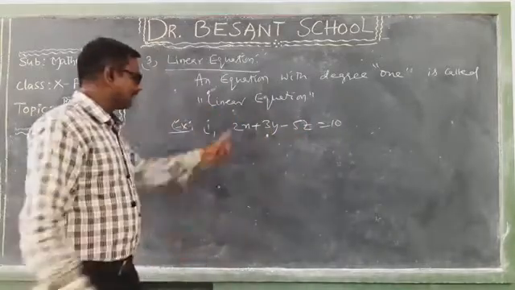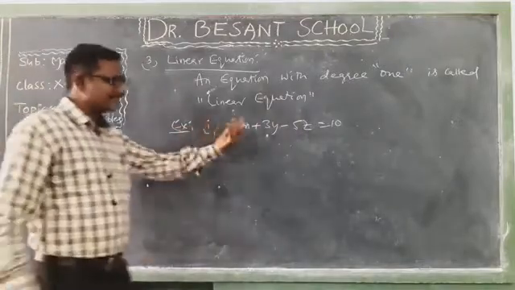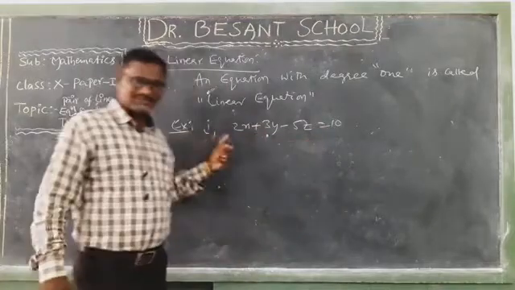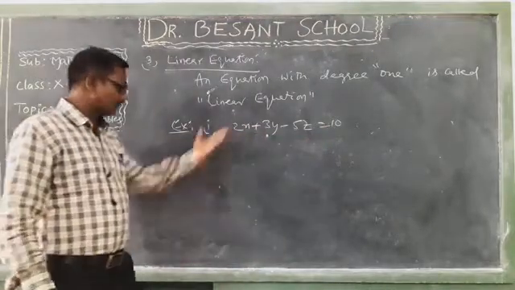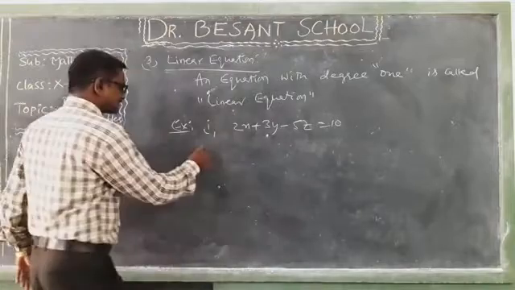1 only. So it is an equation with degree 1, so it is called a linear equation. Of course, it is a linear equation in 3 variables. The degree of this equation is 1, so it is called a linear equation. No problem. Come to this example.